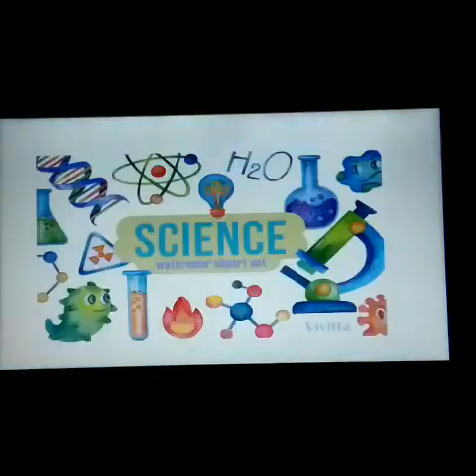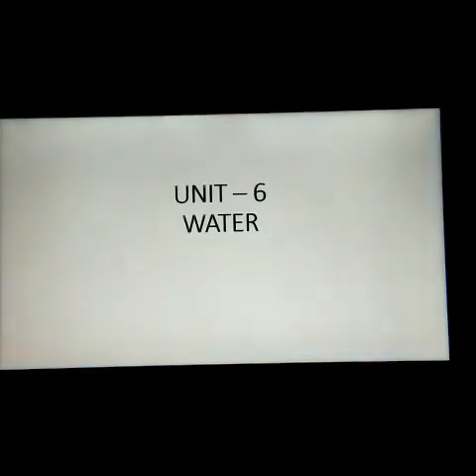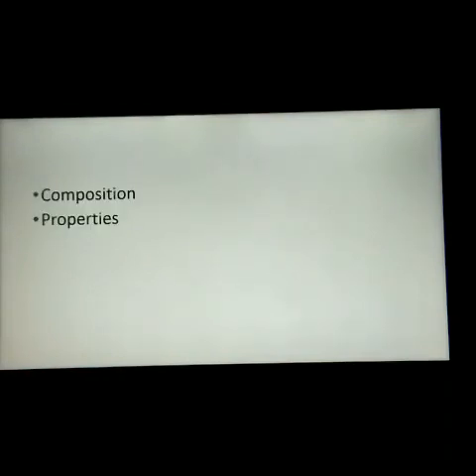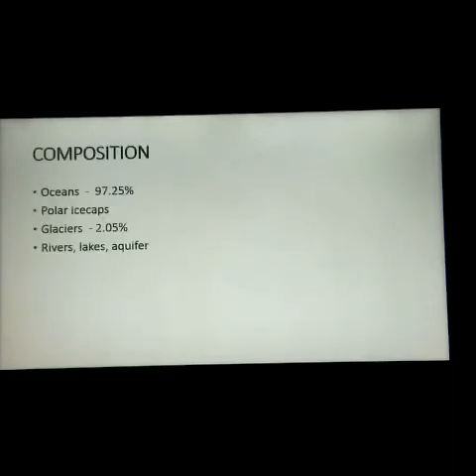Class 8, Subject Science. Today we are stepping into the next unit, that is Unit 6, and the name of the unit is Water. And in this unit we are going to see the introduction, composition and properties of water. First, let us see the composition of water.